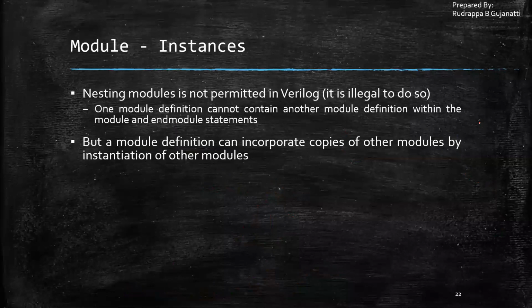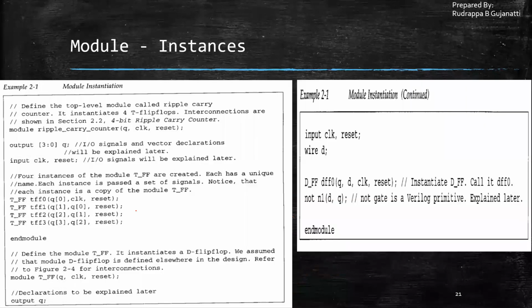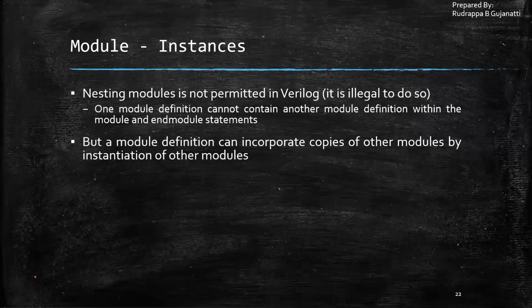But what we can have is multiple instances of the module that we have defined. We can have multiple instances created, but I cannot have this entire definition falling within another module and then create the instances. That is not permitted. I can have multiple instances of the modules I have defined. Using that template, I can create the objects and have the instances of that module.